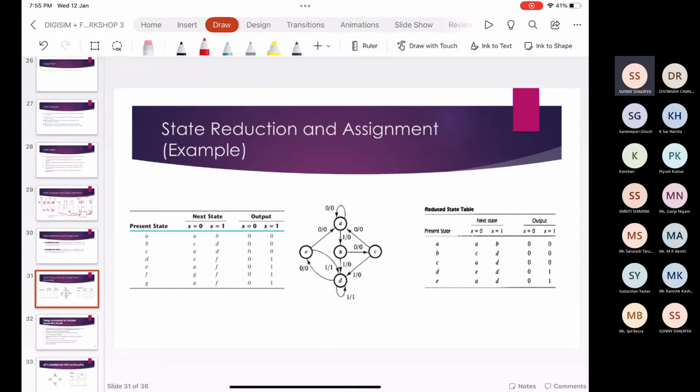Now for the example of state reduction and assignment. As you can see, there are A, B, C, D, E, F, G states present. And we would like to reduce the number of states in order to reduce the flip-flops and complexity of the circuit. As you can see in this circuit, present state G and E have same next state A, F and same output 0, 1, 0, 1. From this we can say E is equal to G, and we can eliminate the state G.